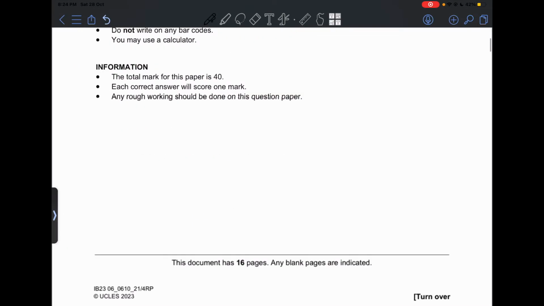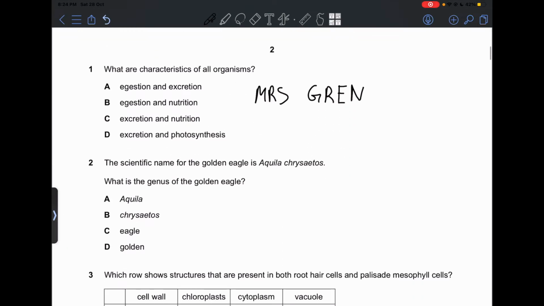Let's start solving. Question number 1 says, what are the characteristics of all organisms? As we all know from Mrs. Gren, which stands for movement, respiration, sensitivity, growth, reproduction, excretion, and nutrition, we're going to choose two of the characteristics from Mrs. Gren. So this is going to be C, excretion and nutrition.